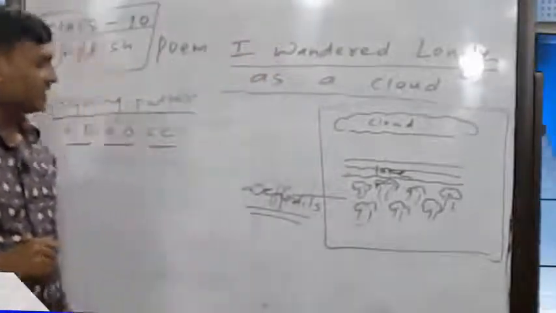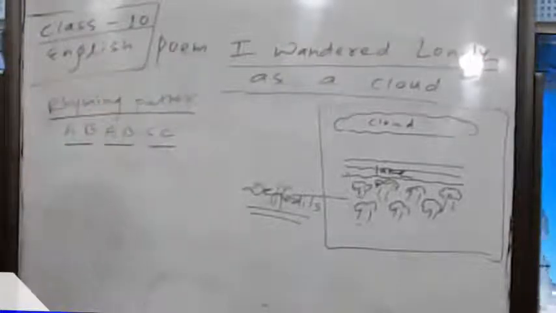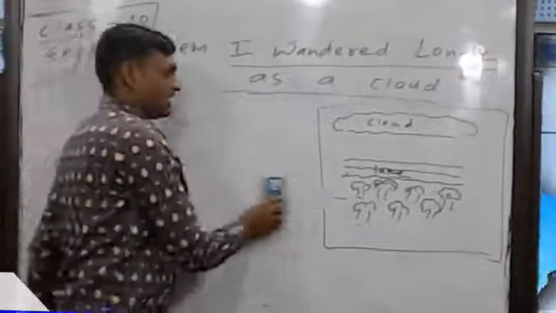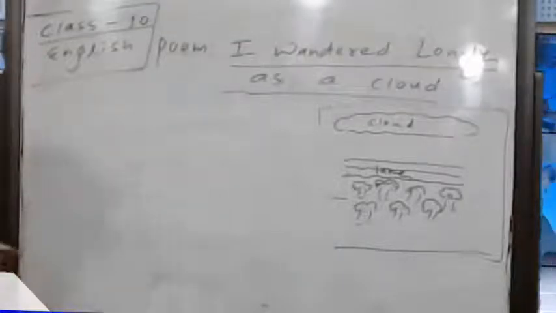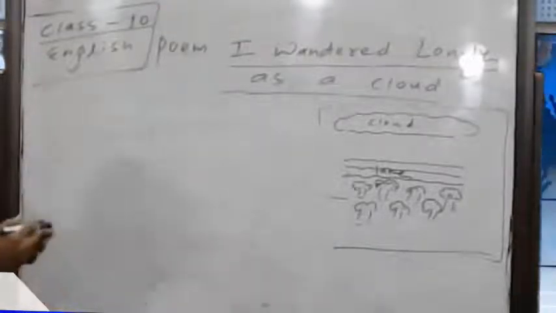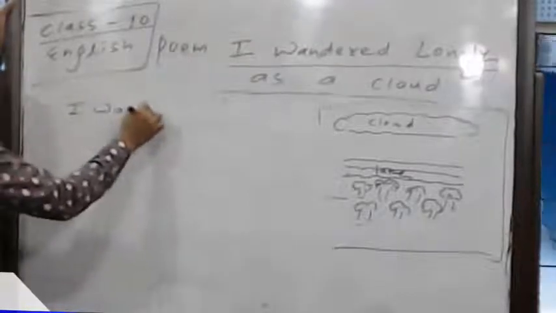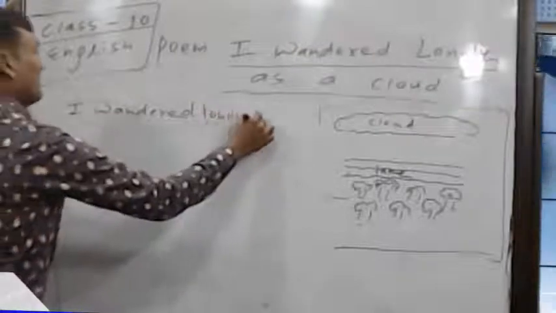Okay, dear students, so these are the scenes, and now we are going to the stanzas. There are 4 stanzas in this poem. I am going to write the first stanza, then I will explain. The first stanza is here: I wandered lonely as a cloud.